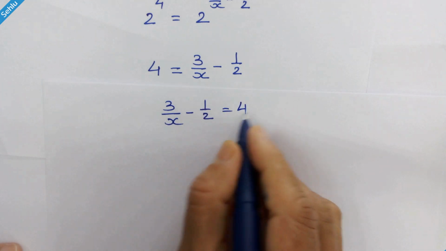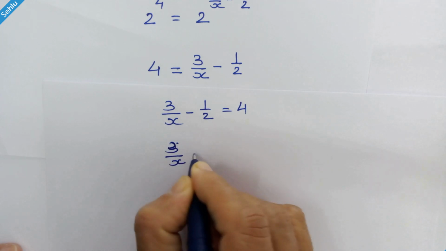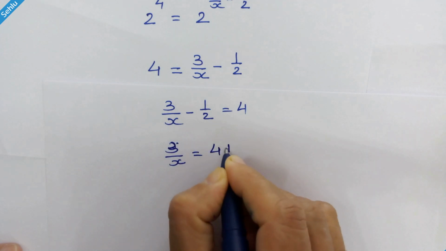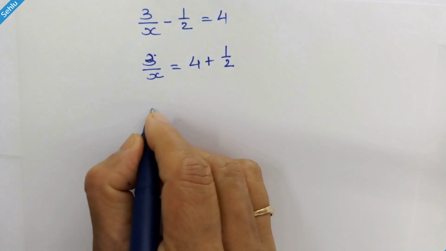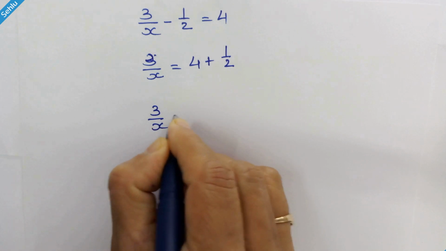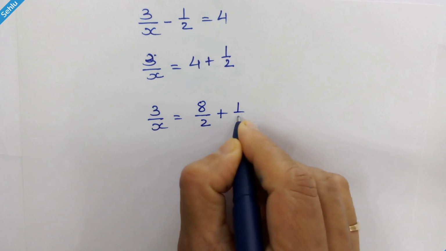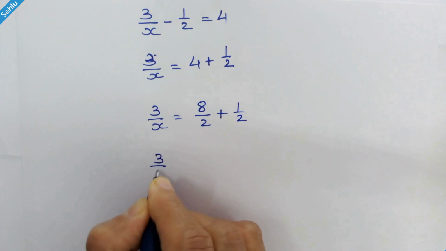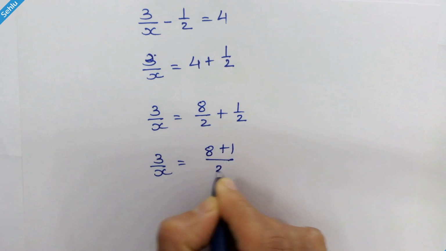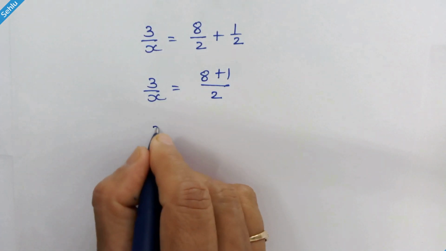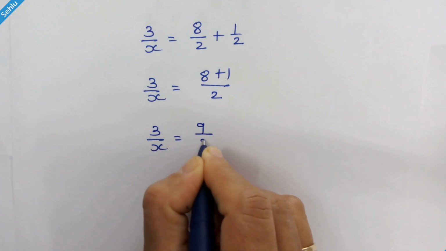Let's move this 1 upon 2 to the right hand side. So we have 3 upon x is equal to 4 plus 1 upon 2. If we take LCM, it will be 8 upon 2 plus 1 upon 2. So 3 upon x is equal to 8 plus 1 upon 2. So it will be 3 upon x is equal to 9 upon 2.